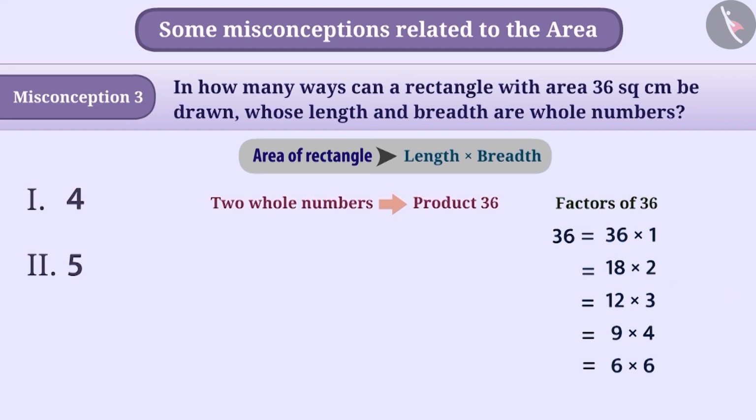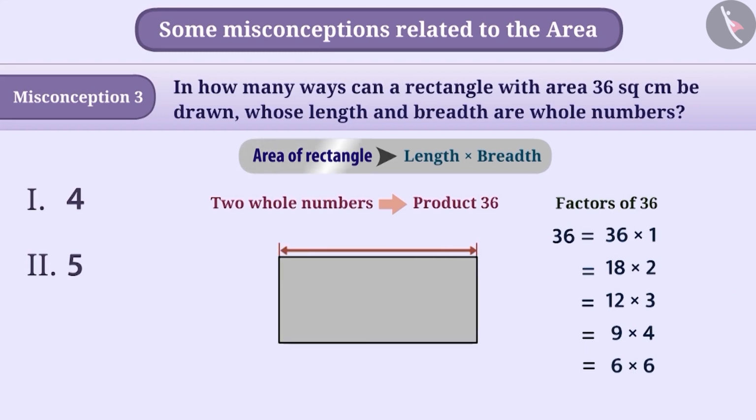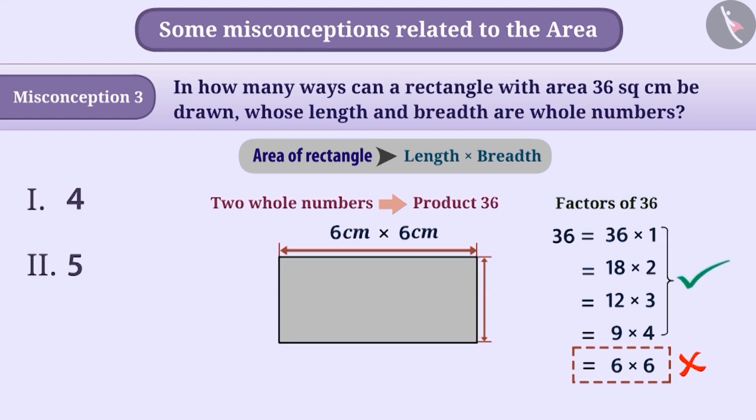Some students believe that the length and breadth of a rectangle can never be equal. With this understanding, they conclude 6 cm multiplied by 6 cm cannot be the measurement of a rectangle. In this way, they believe that the rectangle can be drawn from only 4 pairs mentioned. With this understanding, they choose option 1, which is a wrong answer.